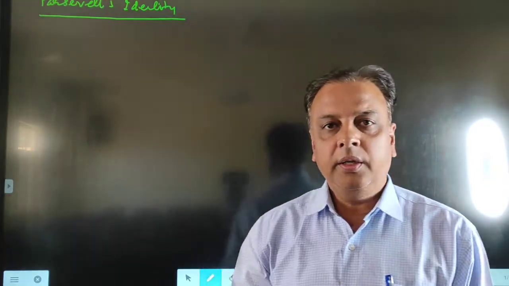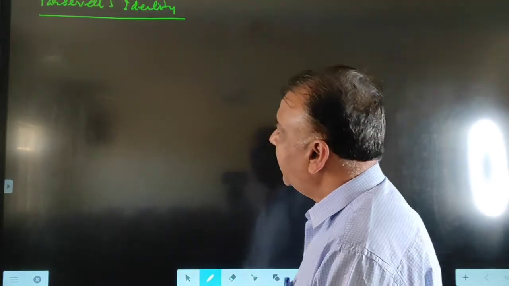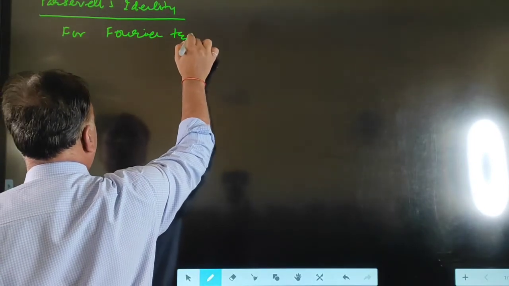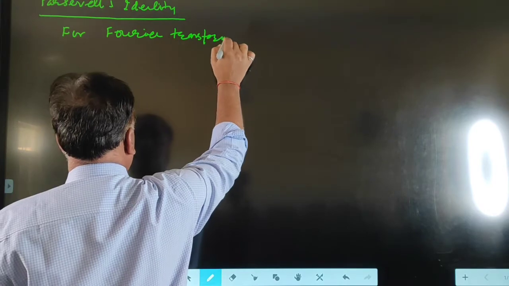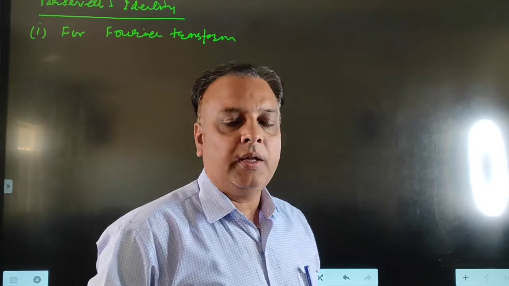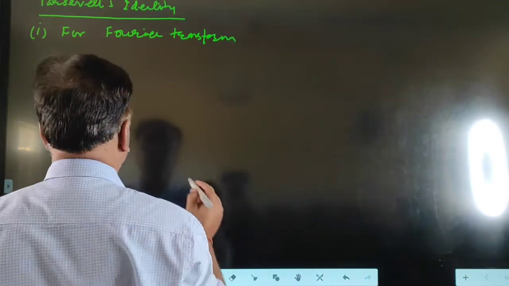We will define the Parseval's identity for the complex Fourier transformation, the Fourier cosine transformation, and the Fourier sine transformation. So what is the Parseval's identity? First we define it: Parseval's identity for the Fourier transform.